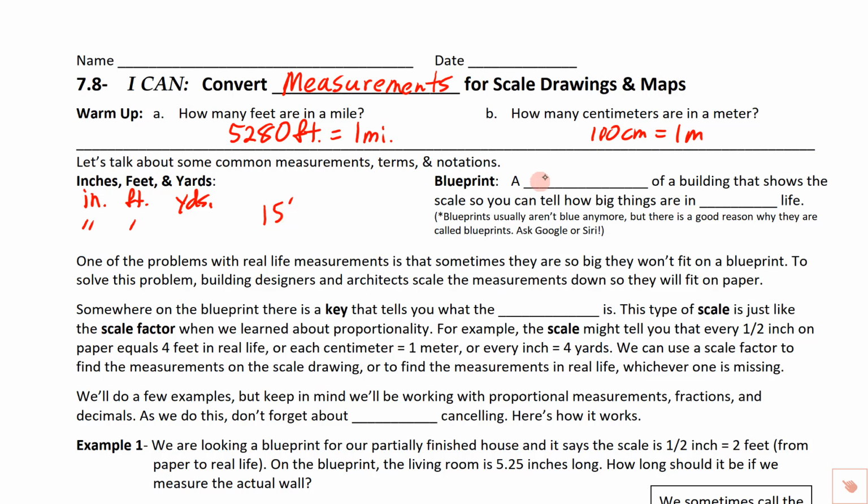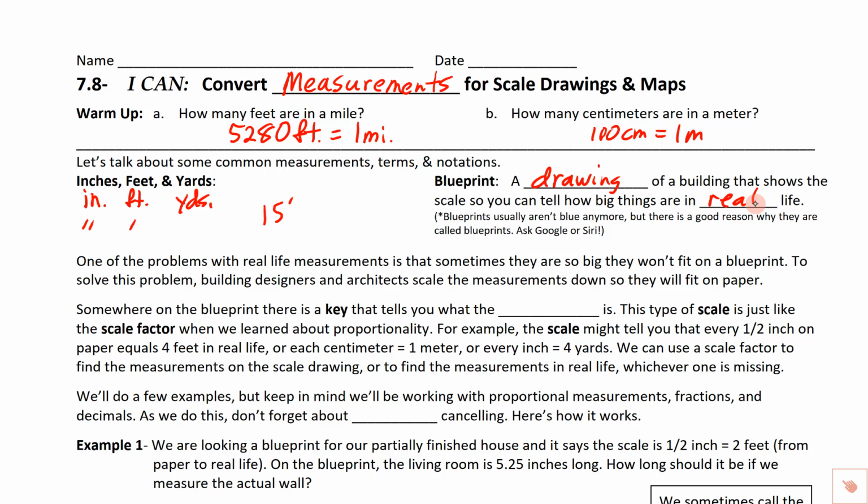Now, let's talk about what a blueprint is. A blueprint is a drawing. So let's write drawing right there. It's a drawing of a building that shows the scale so you can tell how big things are in real life. So we have this drawing on a piece of paper and it represents something in real life.